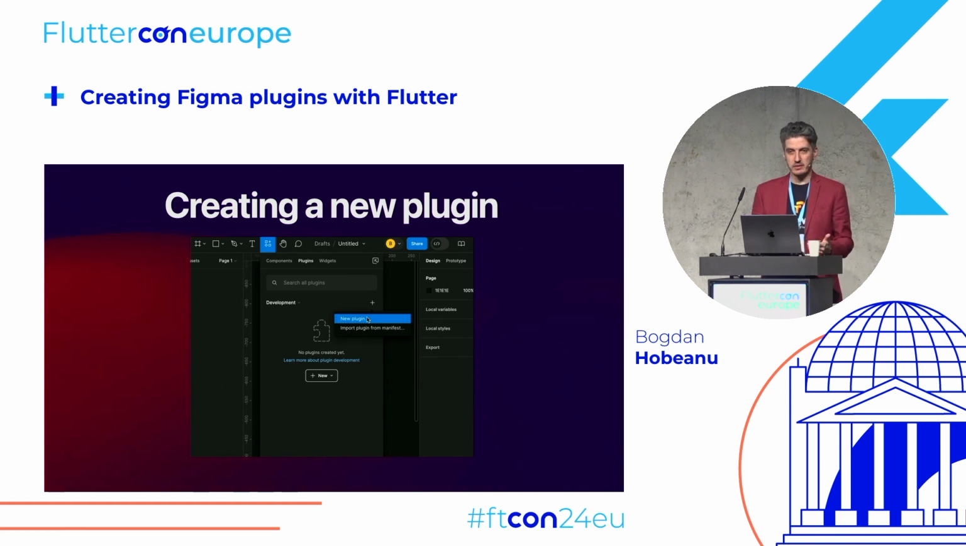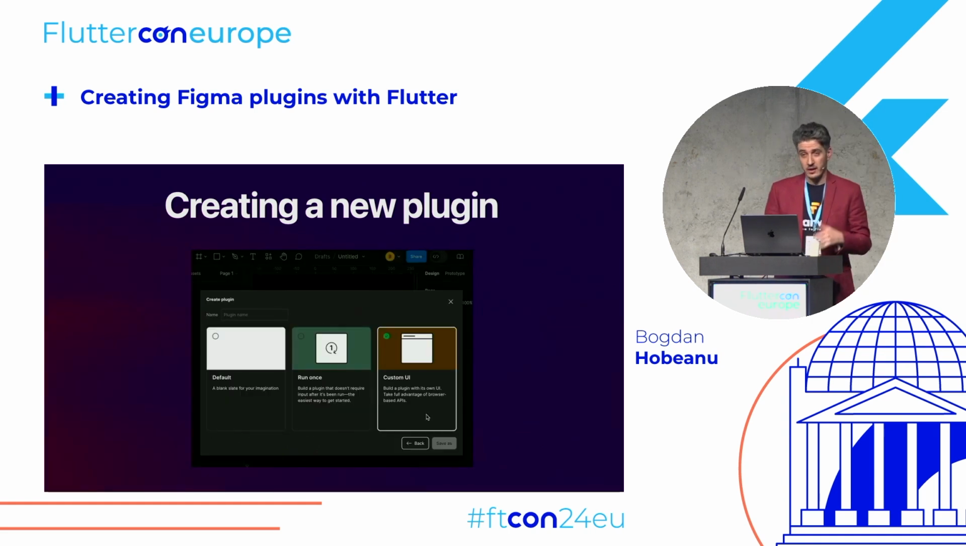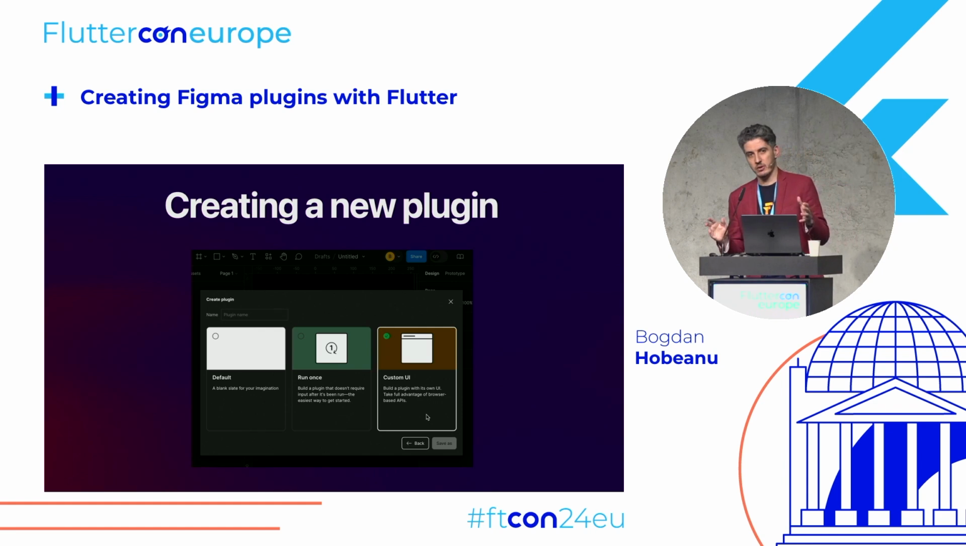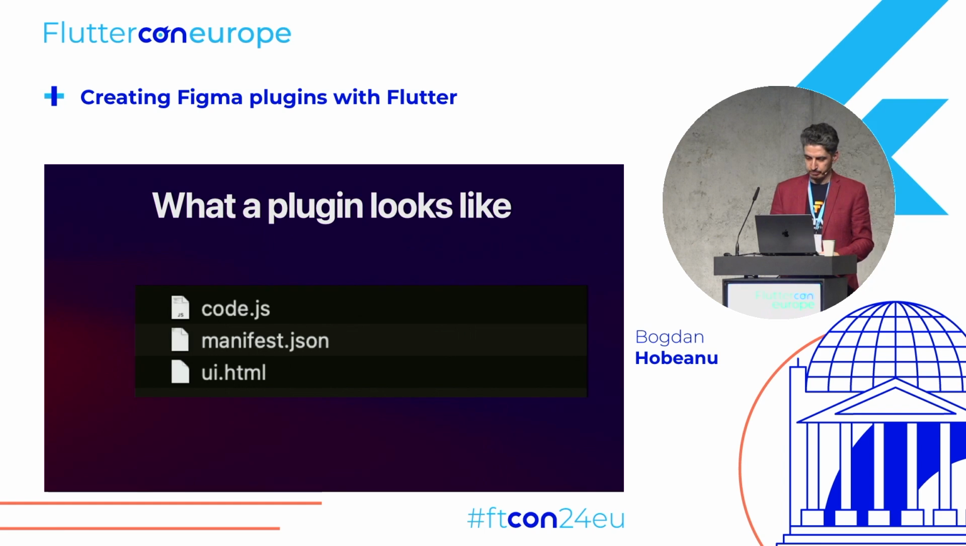The way you create a new plugin, I'll briefly go through this because Figma has lots of documentation, and I want to make the best use of your time here. So this is how you create a plugin in Figma. You just go to that menu, create new plugin, select Figma design, and then select custom UI, because we are building a visual plugin, a plugin that has a UI. That's why we need Flutter in the first place.